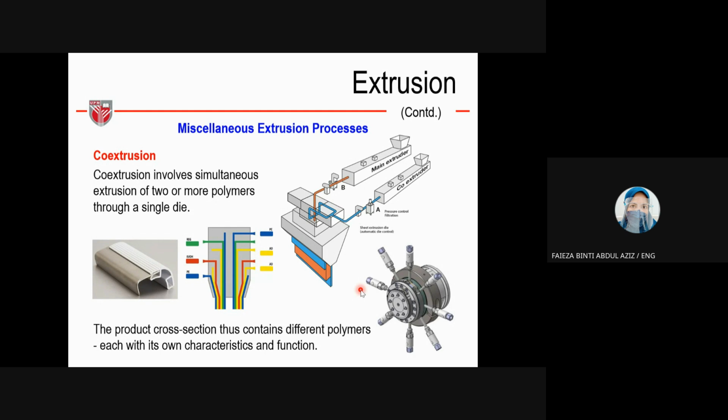Next, we have the co-extrusion. Co-extrusion involves simultaneous extrusion of two or more polymers through a single die. Like this one, you can see this is the die, and then we have more polymers, so it's a mixing. The product cross-section thus contains different polymers, each with its own characteristics and functions. So we call it co-extrusion.